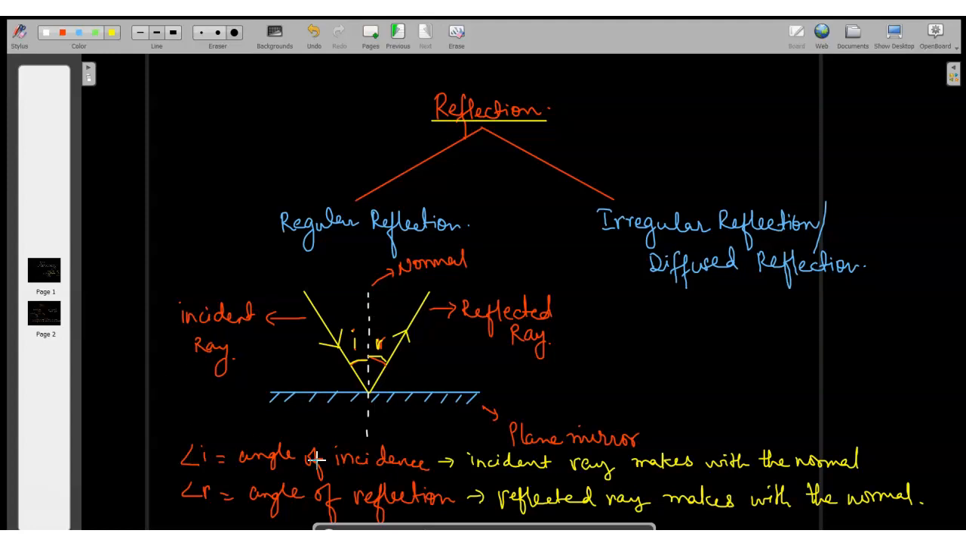Okay. So technical terms are clear to all of you, I hope. So if I draw multiple incident rays like this, suppose we'll take few parallel incident rays.